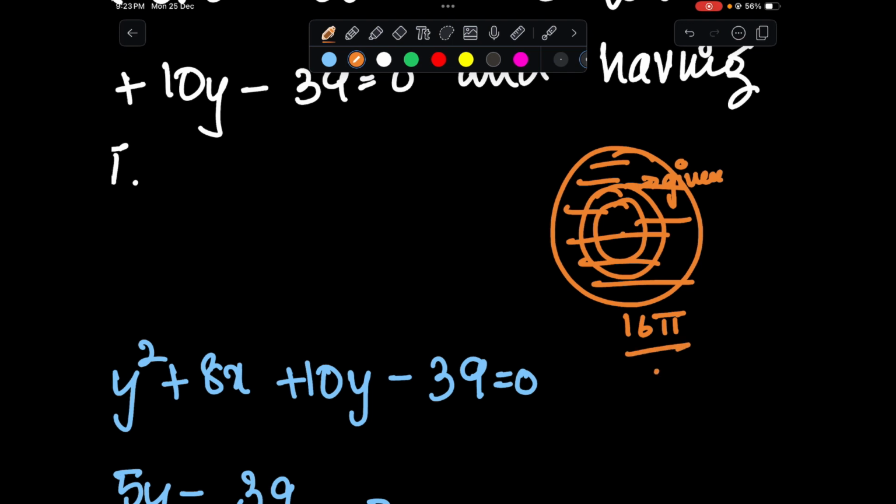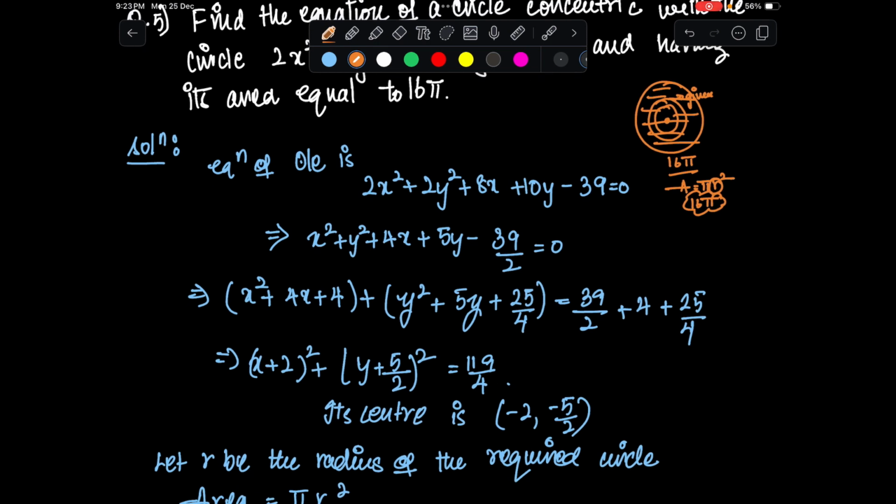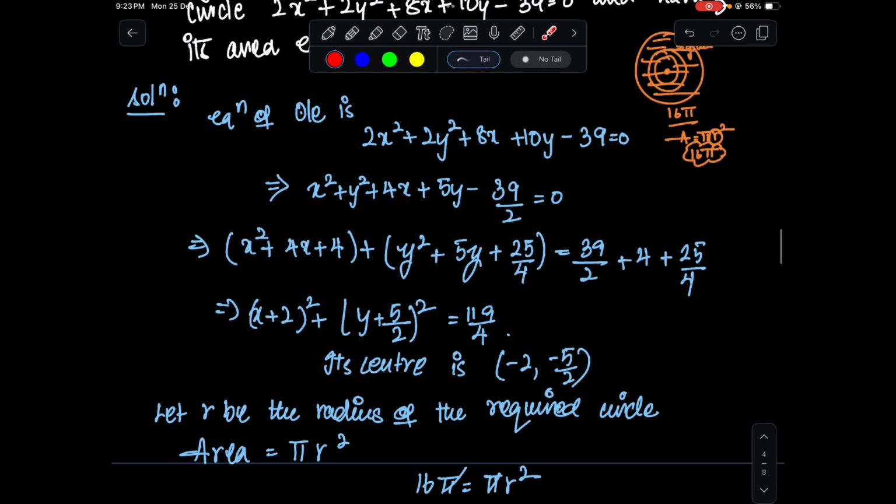Now, we very well know that area is pi r square. So, if I want 16 pi, then I have to get a particular radius, keeping in mind that the center is the center of this circle. I hope the question is clear. Let us move on. This is the equation of a circle, so I am trying to write it into the standard form so that I can get the center as well as the radius from this.